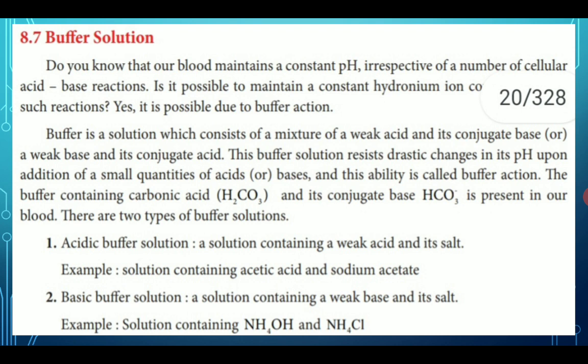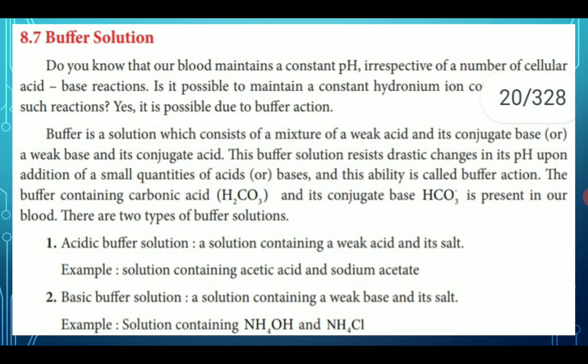This buffer solution resists drastic changes in the pH. So when the buffer is present, it does not allow a very large change in the pH value. It suppresses the change in the pH value. The addition of small quantities of acids or bases, this ability is called buffer action. The buffer containing carbonic acid and its conjugate base HCO3 minus is present in our blood. Therefore, two types of buffer solutions are there. One is known as acid buffer, the other one is known as basic buffer.